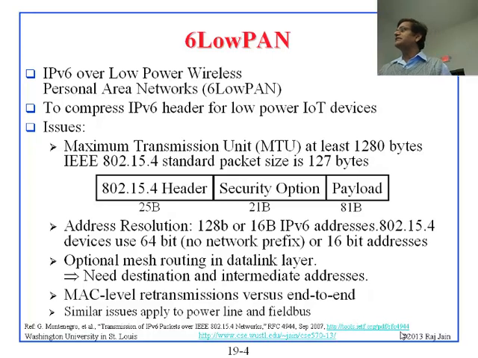MAC level retransmission versus end-to-end. And similar issues apply to power line and field buses. So the thing is, 6LoWPAN, even though it is designed for 15.4, the issues are not limited to 15.4. If you did IPv6 over power line, you will run into similar issues. Not that bad, but similar issues. Okay? So now if you understand all the issues and agree with them, then we will go to the solutions.